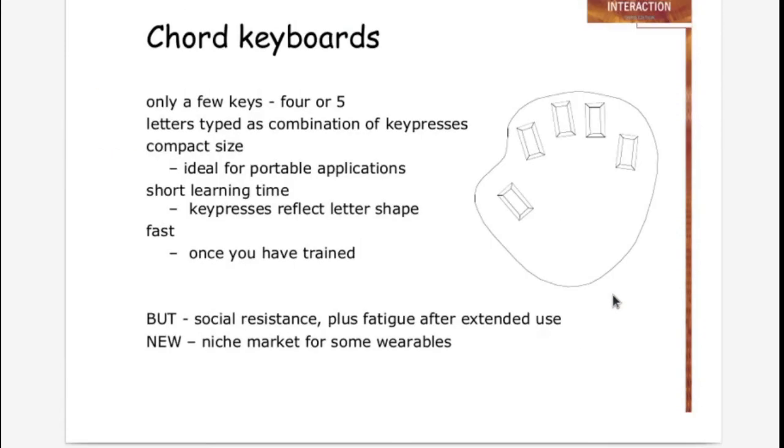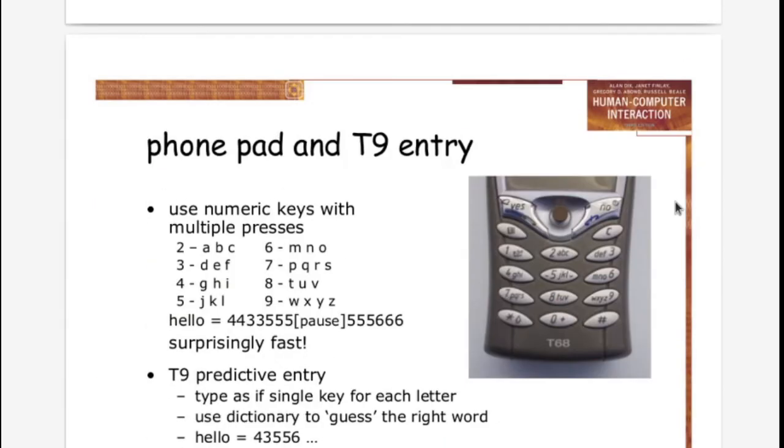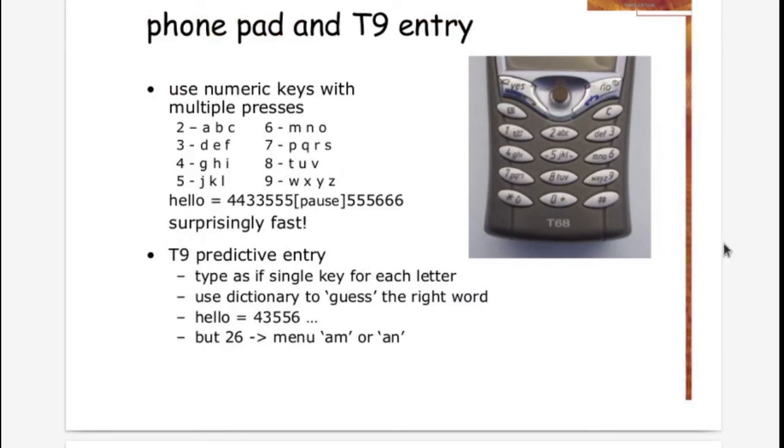Then we have short keyboards or chord keyboards. This is a kind of keyboard where we have just 5 buttons, and for each button there are several letters. It's fast, okay, once you have trained. After that we have phone pad and T9 entry. As you remember, with phone pads we were pressing 2 three times, for example, in order to get the C, and so on. After that there is the T9 predictive entry, yes.